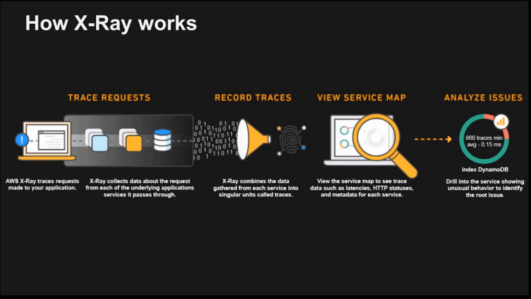AWS X-Ray helps you debug and analyze your microservice application. It traces the request made to your application. It collects and records the data about the request. You can view your service map to see the trace data and analyze issues. So typically there's a request that is getting made, and you trace that request, and you record the trace, and you analyze the issues.